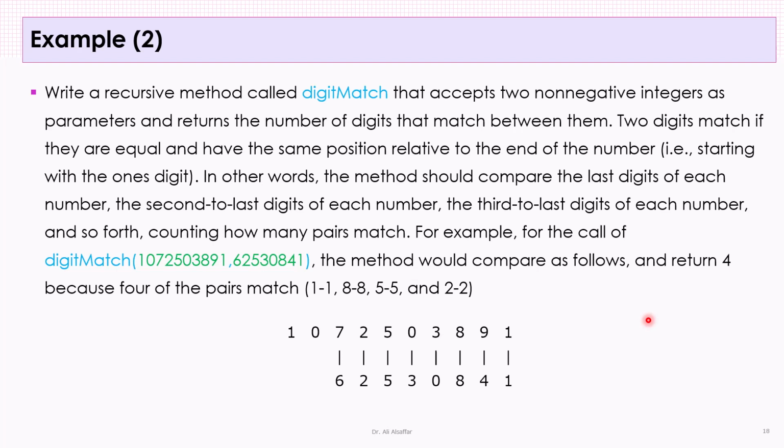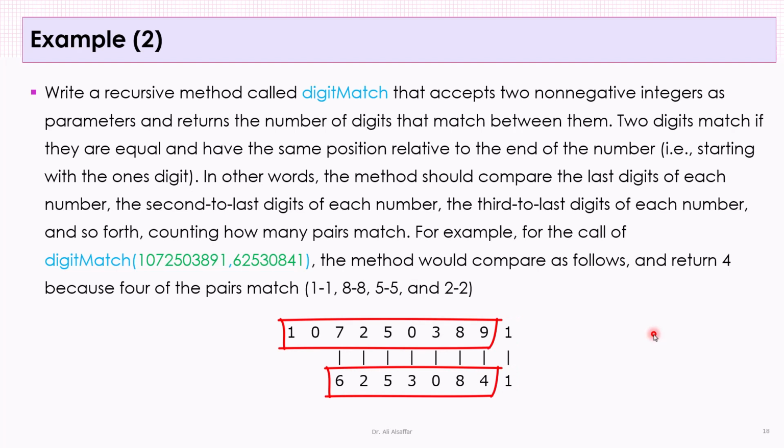So how do we count the number of matching pairs of the two numbers starting from the ones digits? We are going to follow the same computations that we followed in the previous example, using modulus 10 to read the rightmost digit and divide by 10 to remove the rightmost digit. After taking modulus 10 for both numbers, we have the rightmost digits for both of them. We compare these two digits. If they match, then we call the method recursively on the two numbers, after dividing by 10 to remove these two digits, plus 1.